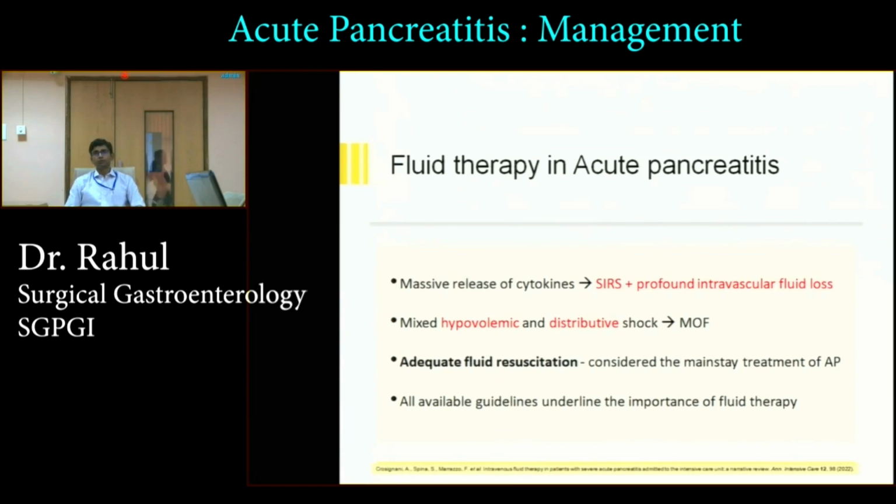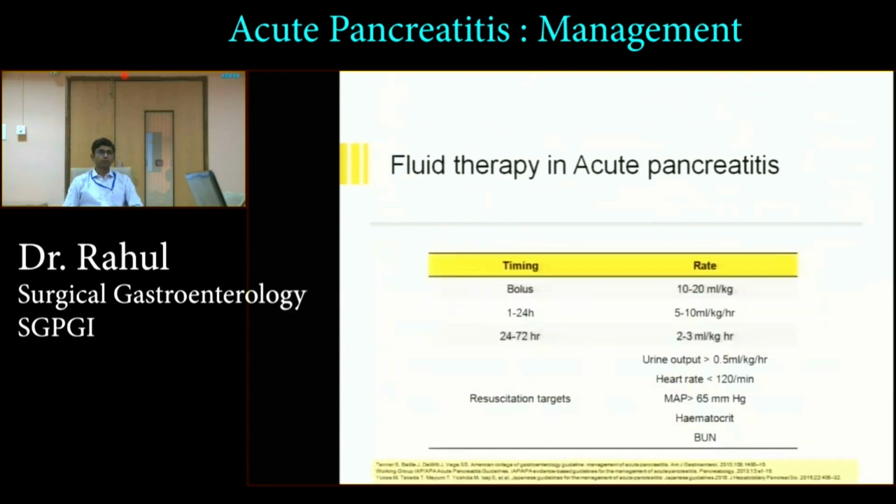There is massive release of cytokines in acute pancreatitis, which causes severe inflammatory response syndrome and profound intravascular fluid loss. There is mixed hypovolemic and distributive shock because there is vasodilation, and there is some amount of third spacing of the fluid. Because of this, the patient may develop multi-organ failure. So adequate fluid resuscitation and maintaining intravascular volume is very important. It is considered the mainstay therapy of acute pancreatitis, and all available guidelines underline the importance of fluid therapy in acute pancreatitis. So what fluid and how much to be given comes next.